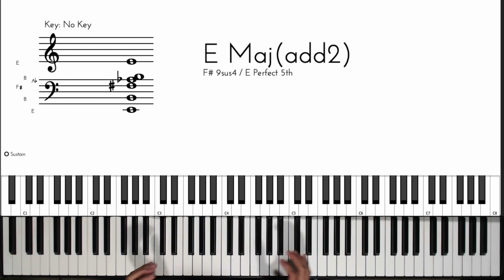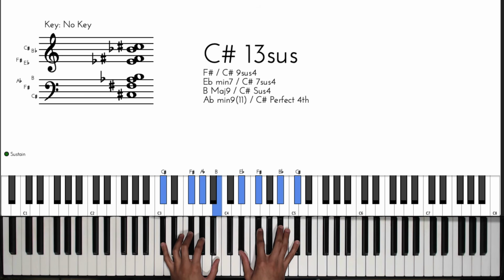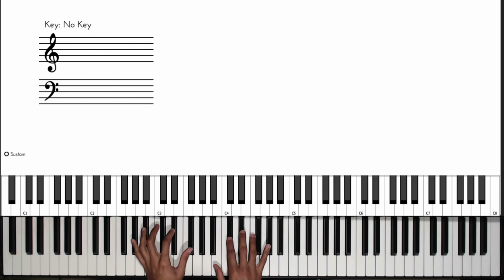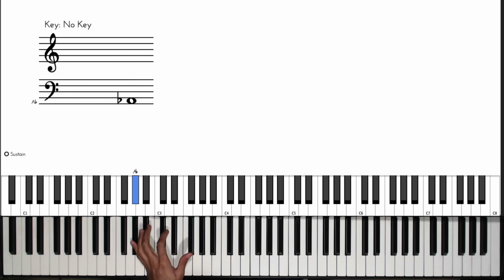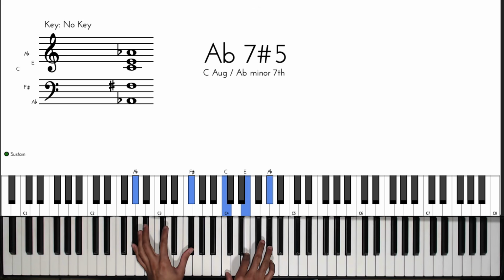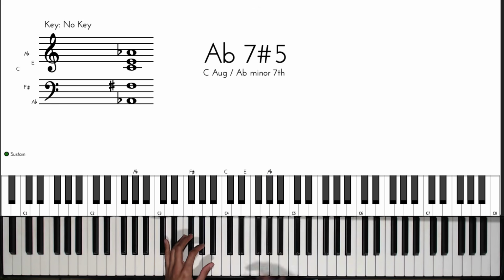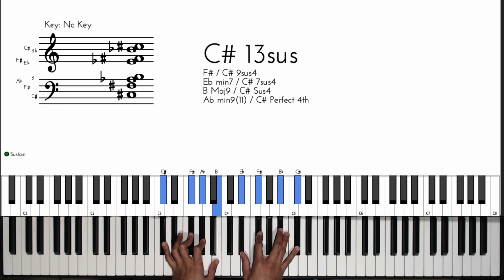We're doing the 3. We can either play it as a suspended chord, which leads us to the 6 as another suspended chord, or we can play this as an A flat 7 sharp 5, right? Where I'm basically just playing an A flat with the minor 7th plus a C augmented chord, okay? Again, which leads us to the 6, which I love voicing as this 13 suspended chord right here.